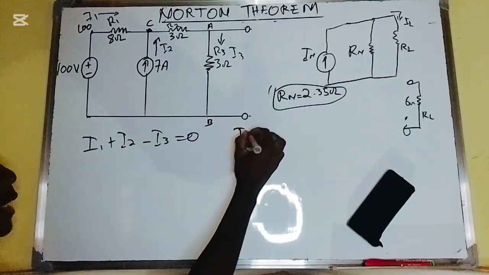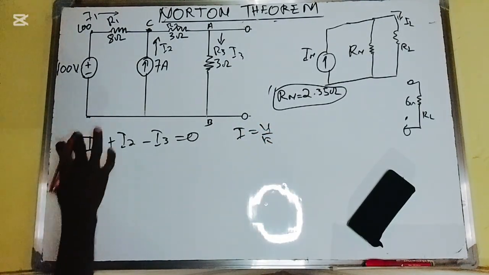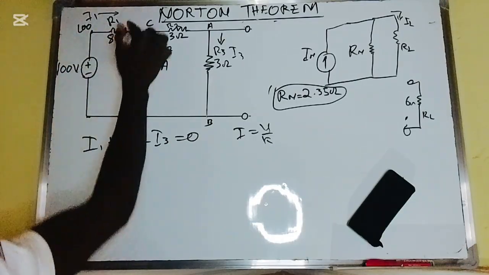As we all know, I is the same thing as V over R according to Ohm's law. So the next thing I'm going to do is say that the value of I should now be 100 minus VC.